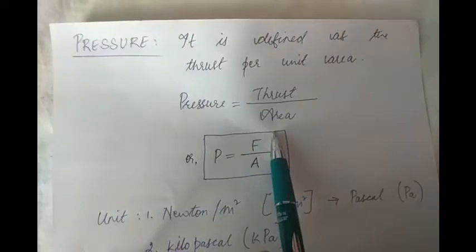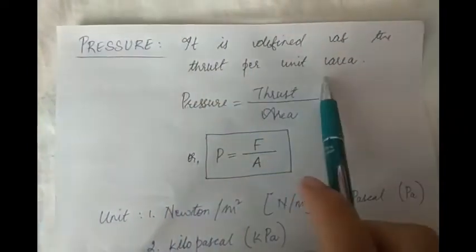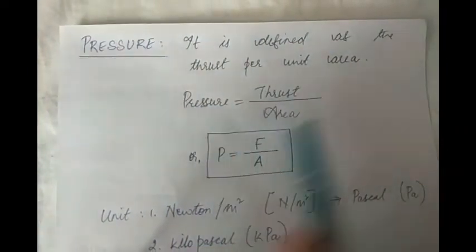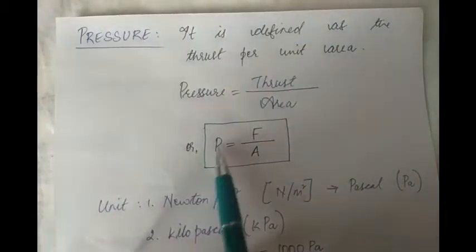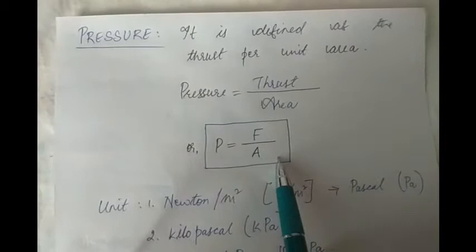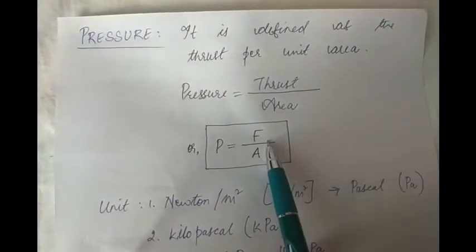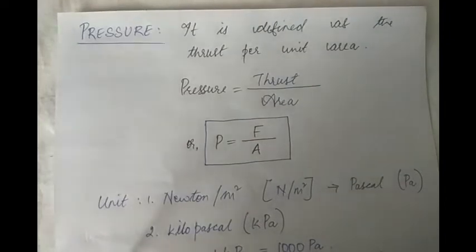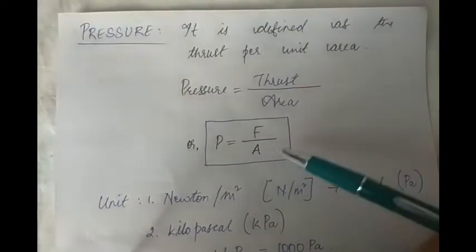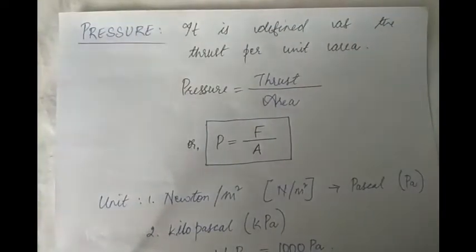This is how you write this statement mathematically. Pressure is thrust upon area, so it can also be written as P is F upon A. Since thrust is basically force, we are denoting thrust by a capital F and area by A. So force, thrust upon area is what is called pressure.